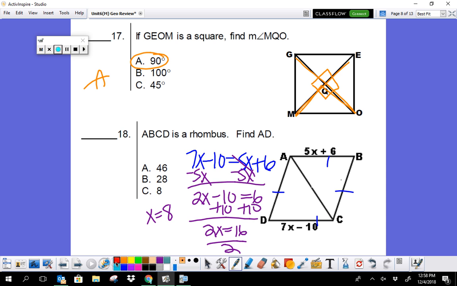Again, make sure you reread the question. It says to find AD. Well, since all of these sides are congruent, I could plug that 8 in for any side. So I'm going to do it at the top. So 5 times 8 plus 6. So 5 times 8 is 40, plus 6 is 46.